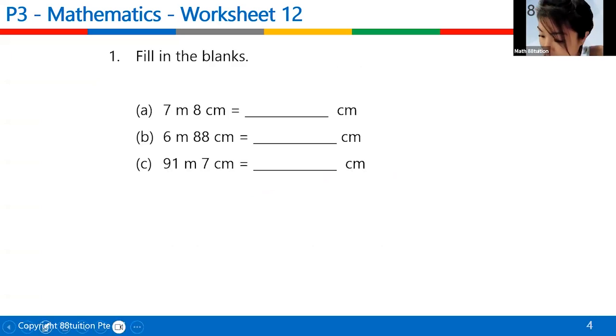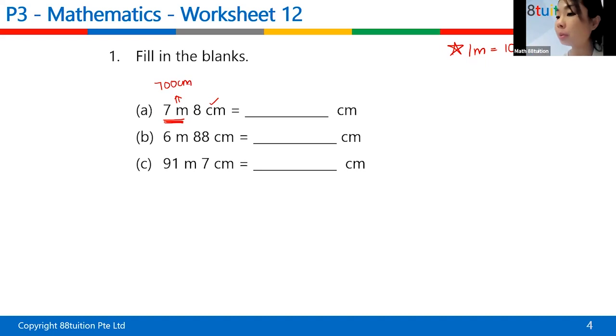Without further ado, let's jump into question 1. This is not a difficult question, so take a look. How do we convert 7 meters 8 cm to centimeters only? I need to convert 7 meters into cm. The 8 cm I can leave as it is. So let's focus on 7 meters. If you recall, 1 meter is 100 cm, so 7 meters will literally be times 7. 100 times 7 is 700 cm. Now remember, you need to add the two together, so you get 708 cm.